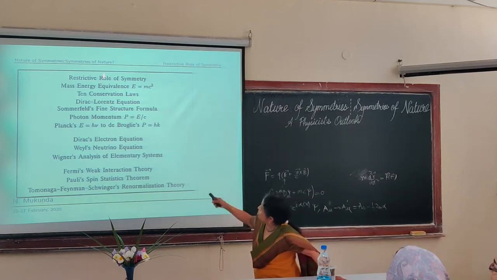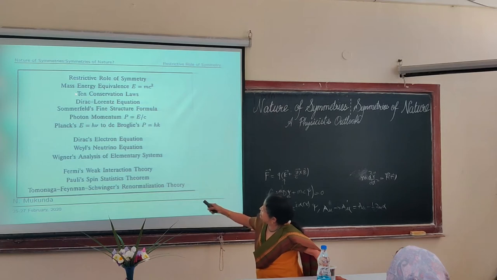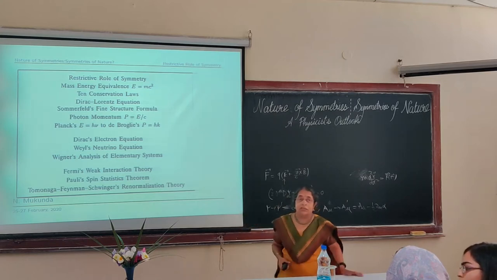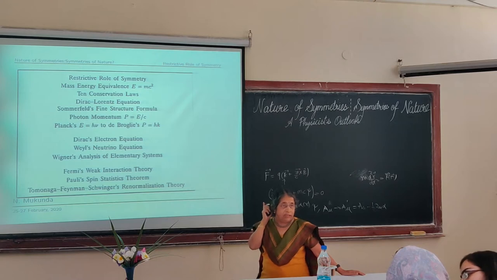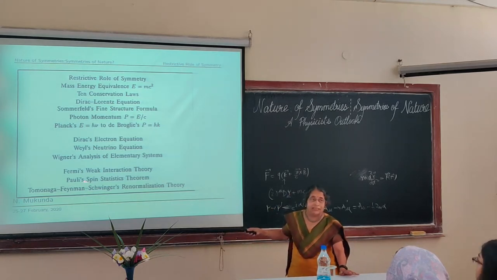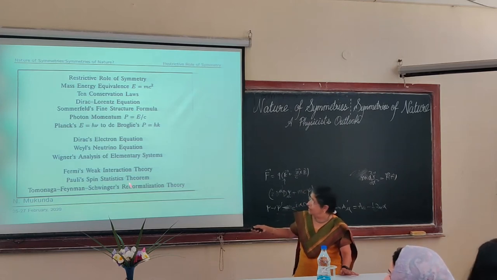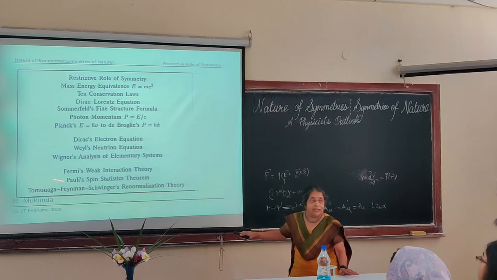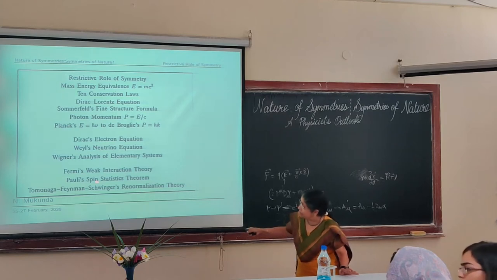I have discussed to some extent some of these things. For example, we have discussed the 10 conservation laws. Then we have discussed this equation. I mentioned Wigner's analysis of rotational invariance in atomic systems. What I have not discussed is these last three things. And these last three things, I have begun to discuss, this electromagnetic interaction. So these are the internal symmetries.